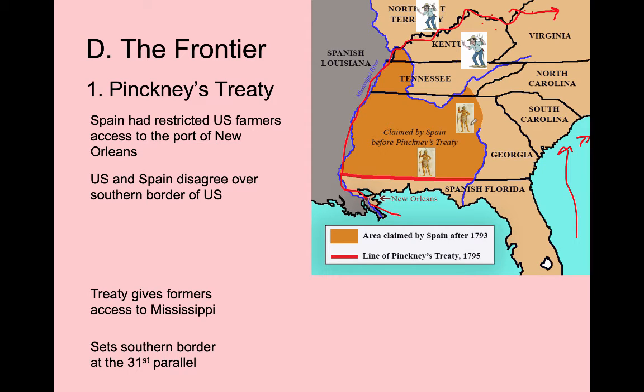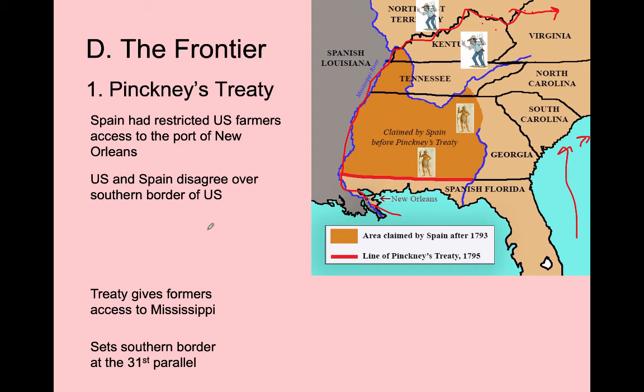And in addition to that, the United States and Spain are disagreeing over where the southern boundary of the United States is. Now, the Treaty of Paris says it goes west of the Mississippi River, but how far south does it go? It doesn't really say. And so this is land claimed both by Spain and by the new United States. Of course, Native Americans are living there as well. And so we have a disagreement with Spain over this.